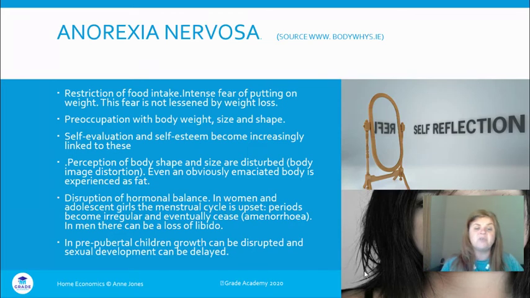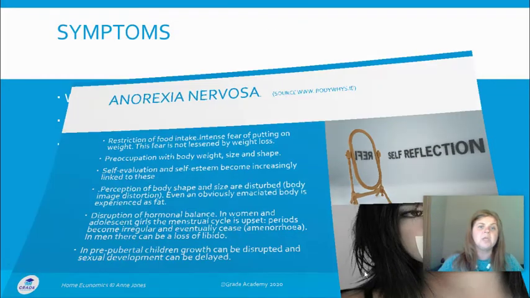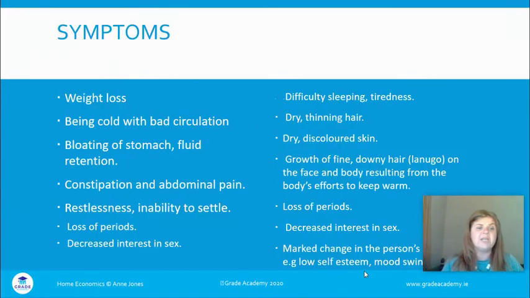In pre-puberty children, growth can be disrupted and sexual development can be delayed, because we have had instances of children as young as 6 and 7 actually suffering from anorexia. So when we look at the symptoms, we have weight loss, being cold with poor, bad circulation, often bloating of the stomach because that's due to the fluid retention, constipation, abdominal pain, restlessness, inability to settle, loss of periods, decreased interest in sex, difficulty sleeping, dry and thinning hair, dry, discolored skin, growth of fine downy hair.